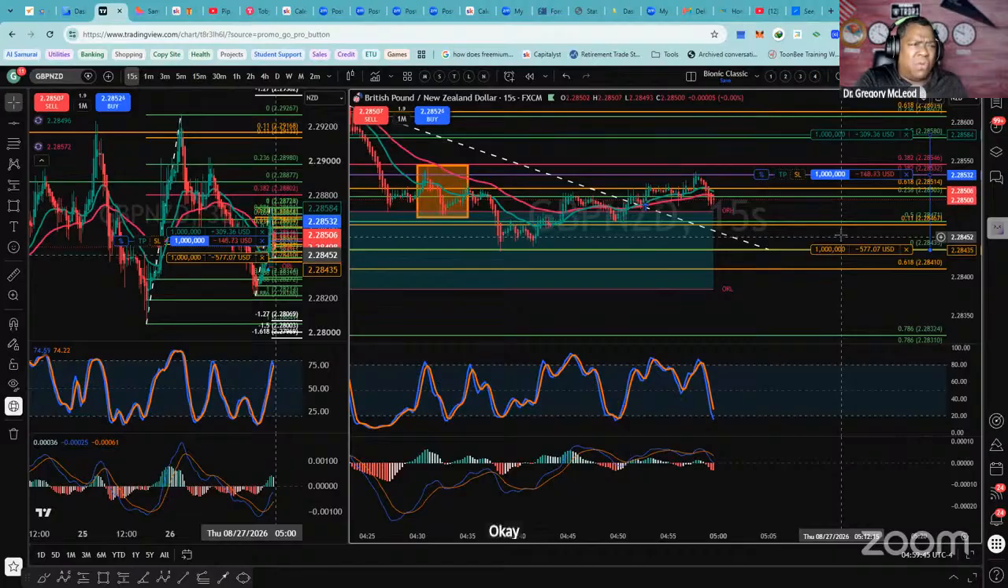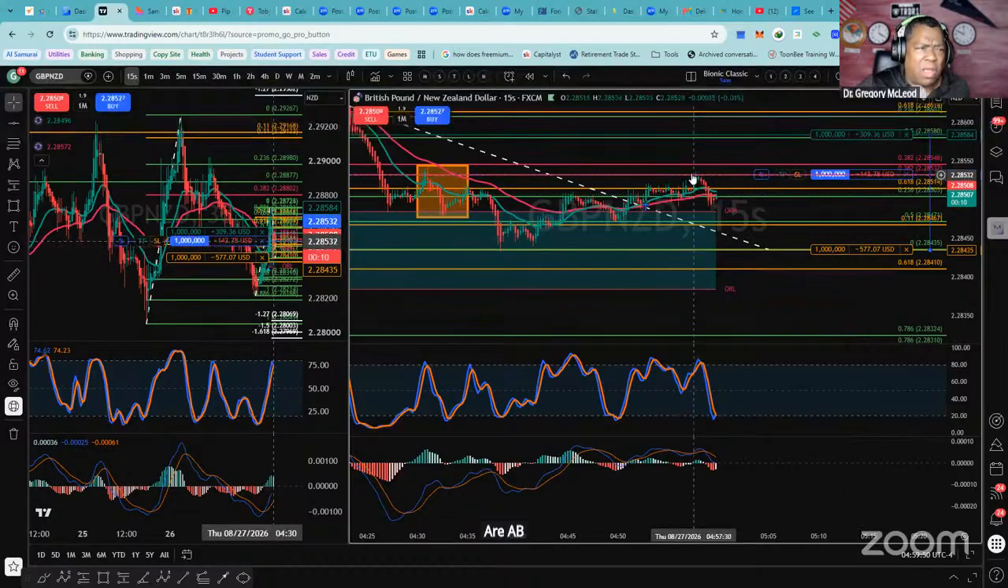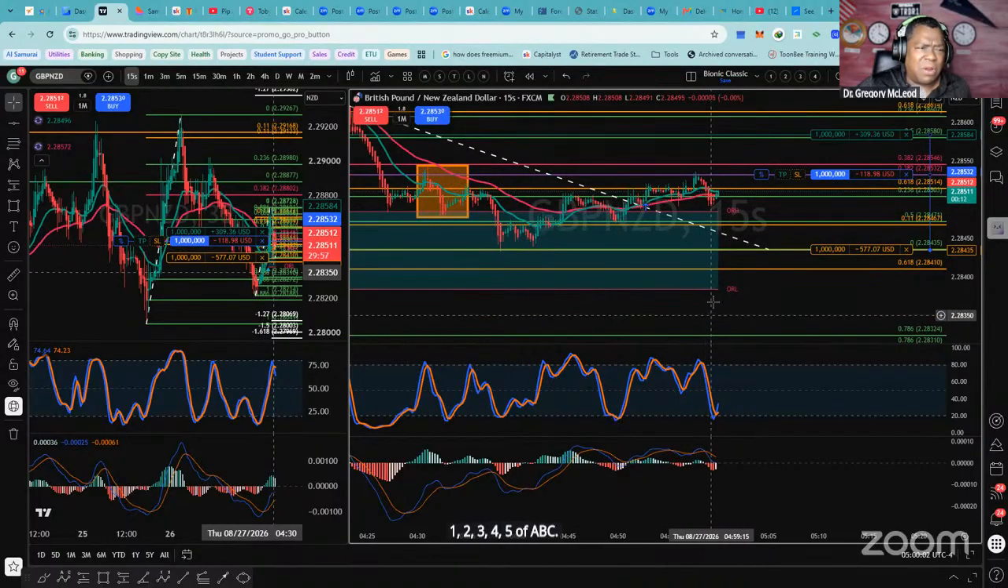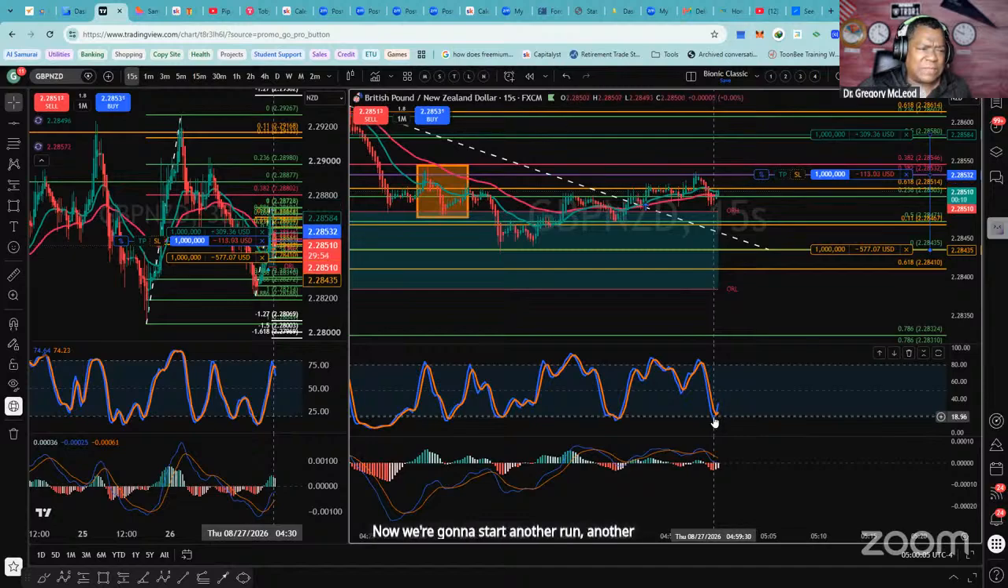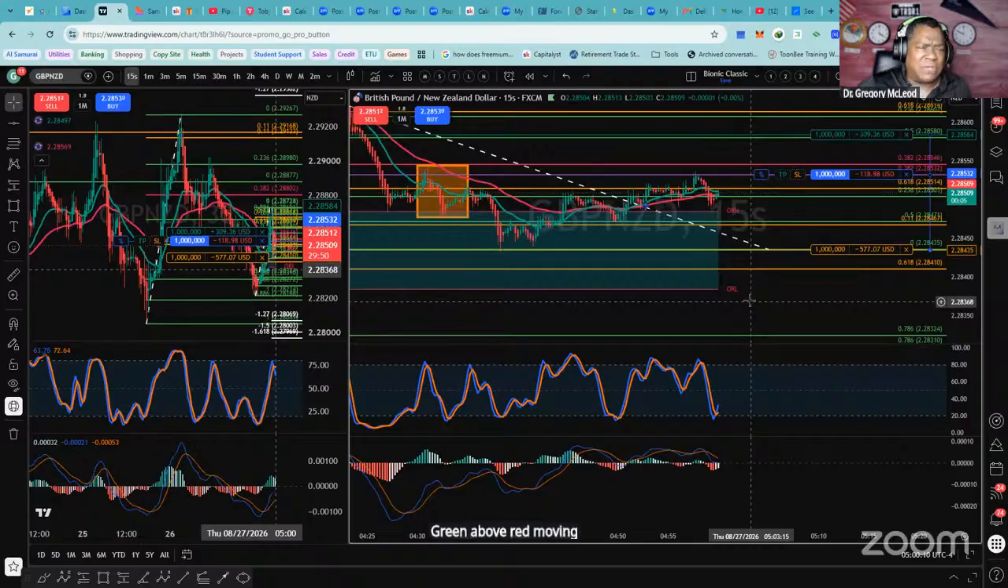Okay, so there's our really small ABC correction off of this weird flat 5-wave pattern, right? 1, 2, 3, 4, 5, ABC. Now we're gonna start another run, another stochastics cross. Green above red, moving averages. Let's go. 5 o'clock. There you go. Come on, baby.